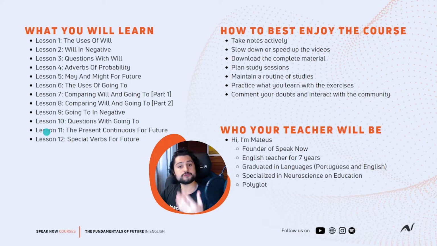And then finally, we will see how we can use the present continuous for future, which by the way is completely possible in English. We will see the specific situation that we use it and how we can use this possibility. Our last lesson will be about the special verbs for future. We will learn some verbs that don't need any modal verb, they don't need will, they don't need may, might, nor going to in order to express the future. We will see what these special verbs are, and we'll see what each of them means.